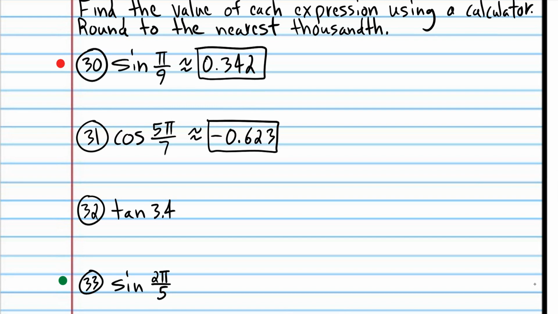Okay, so let's try 32. Press the tangent button and 3.4 and then enter, and there you go. So again, 3.4 is in radian measure. How do I know that? Because there's no degree symbol. So we get 0.264. So there you go.